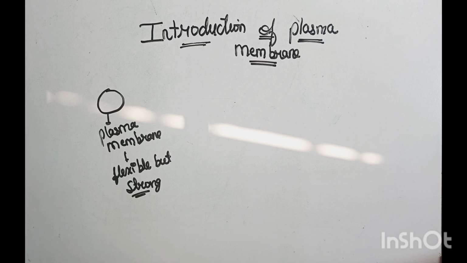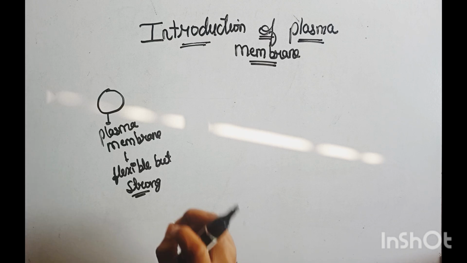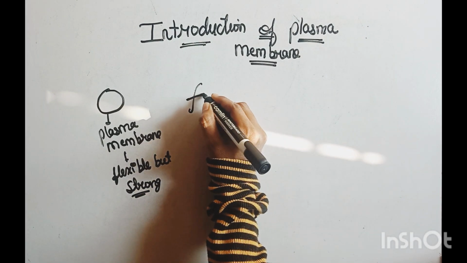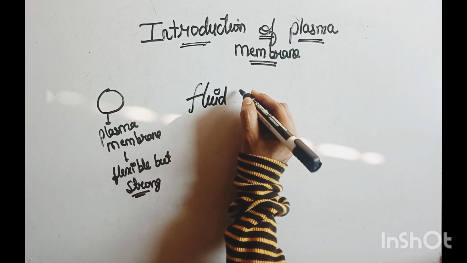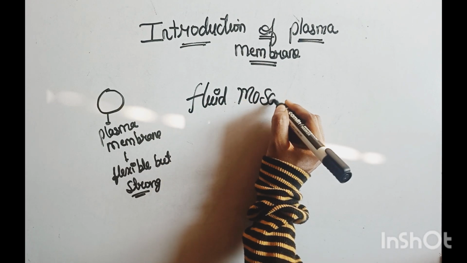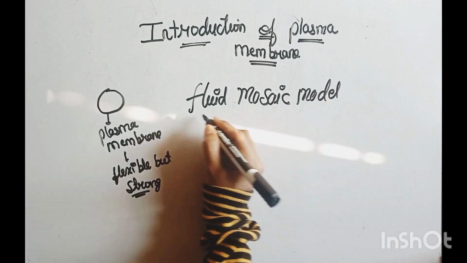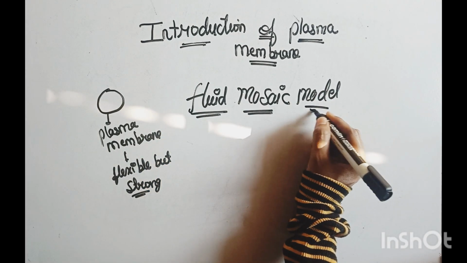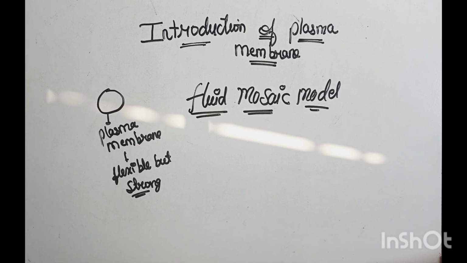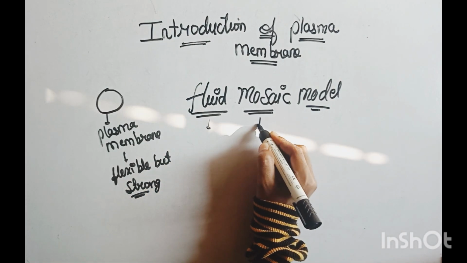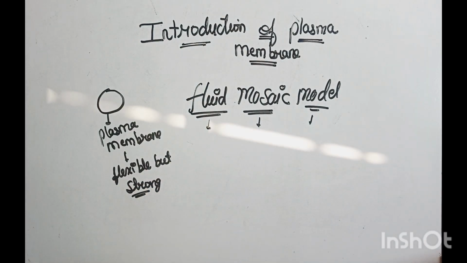Next, to explain the structure of the plasma membrane, there is one structural model known as the fluid mosaic model. Okay, what does fluid mean, what does mosaic mean, and what does model mean? The model is a structural model.